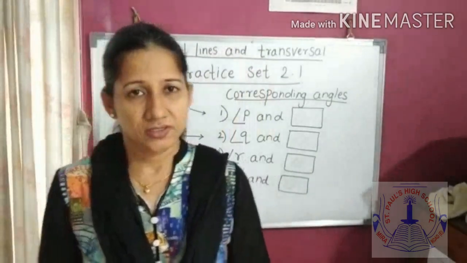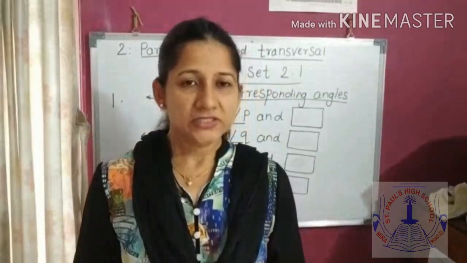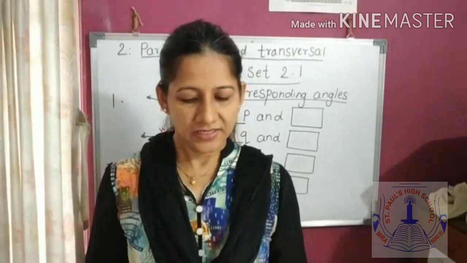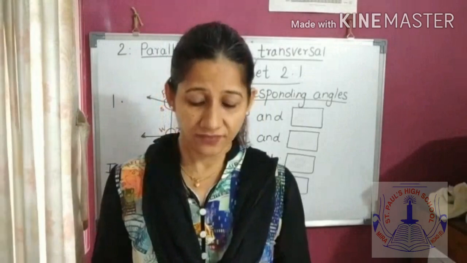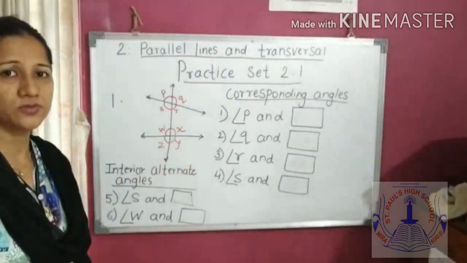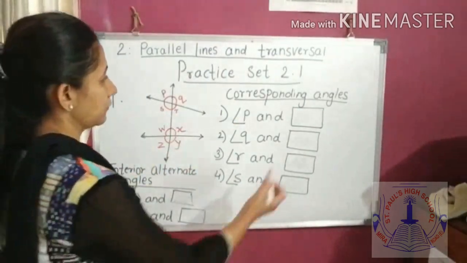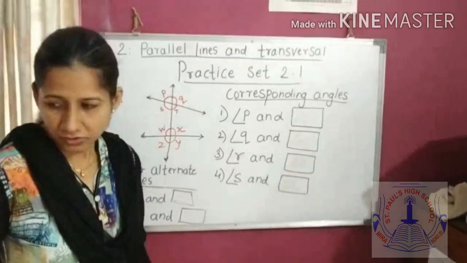Clear? So the first question here is, in the adjoining figure, each angle is shown by a letter. Fill in the boxes with the help of the figure. They have given the figure, which I have already drawn on the board here. Can you see that it's the same figure? Now, based on that, they have asked questions. We have to fill in these boxes.